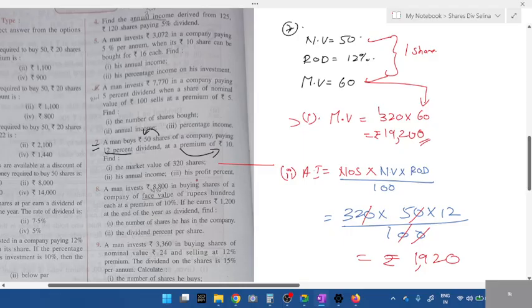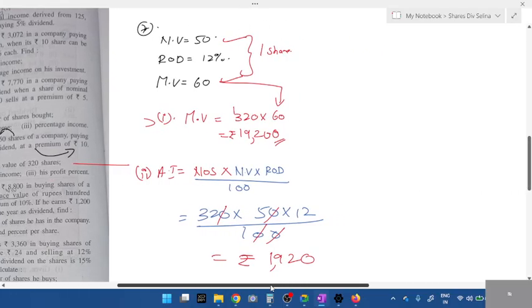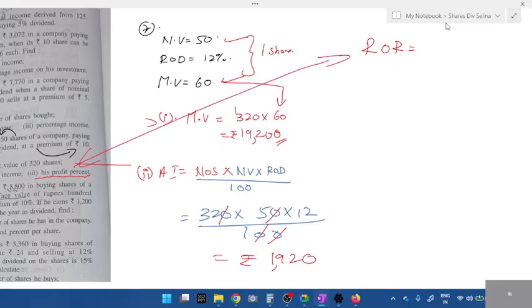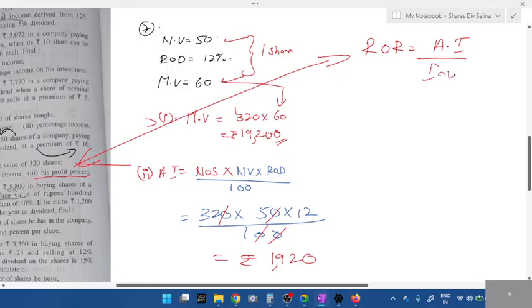What else is asked? Profit percent. See, profit percent is also known as what? Rate of return. Did we study anything called profit percent? No, right? Then remember, it is nothing but rate of return. What is rate of return? Dividend. Yes, here instead of dividend, what we found? Both are same. Annual income divided by investment into 100.